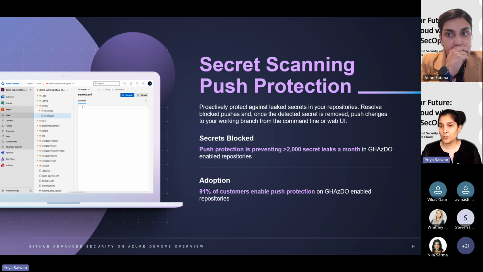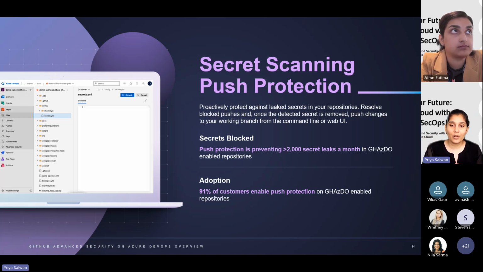Like I spoke about, the push protection feature basically proactively blocks secrets from getting into your repository. It provides you alerts as you push changes to your working branch via the command line, or if you want to use the web UI as well. And it's a very popular feature among the partners and the customers because it gives you that cost saving and risk reduction capabilities both in one.